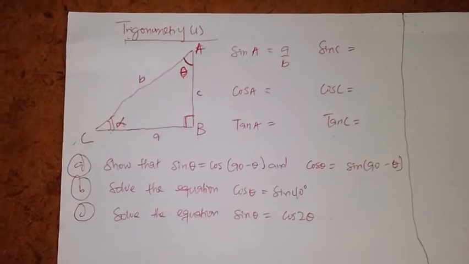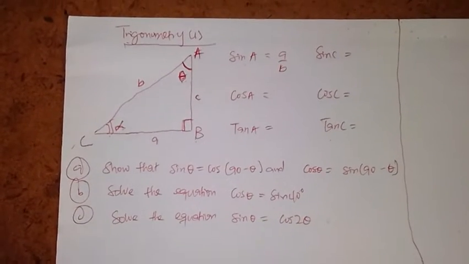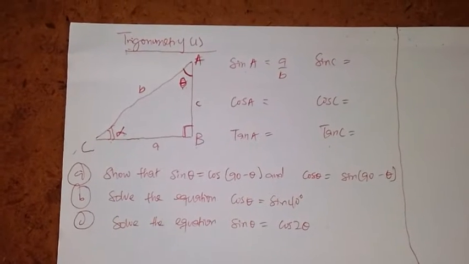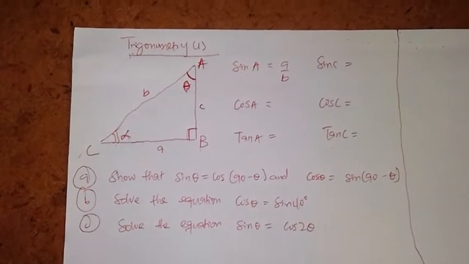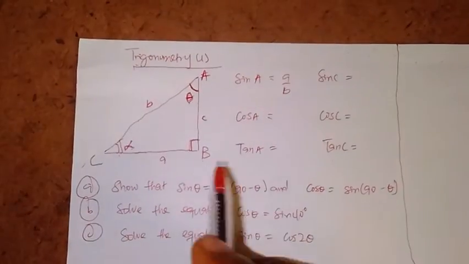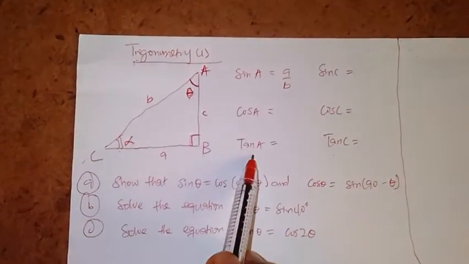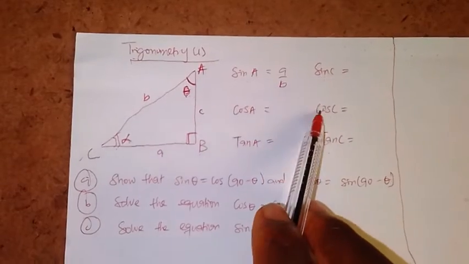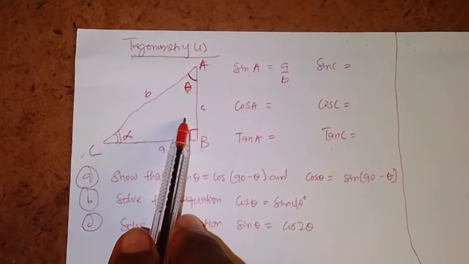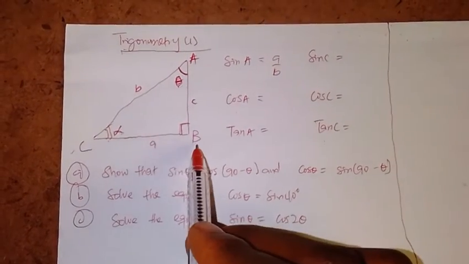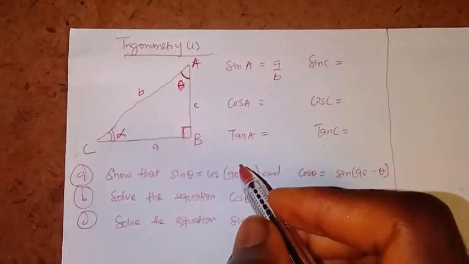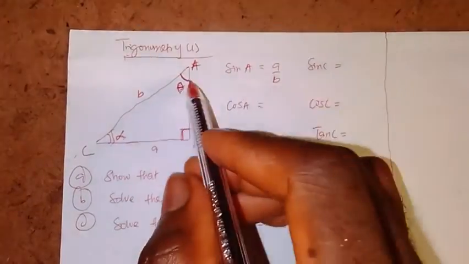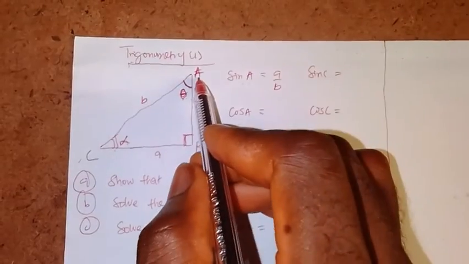In this class, we're looking at trigonometry, the first part of trigonometry. Just like in our last class, I taught us how to get our x and y using SOHCAHTOA. Let's say we're going to represent sine A, cos A, tan A together with sine C, cos C, and tan C in this diagram. Now, I cannot represent sine, cos, and tan of B because my B here represents my right angle triangle.